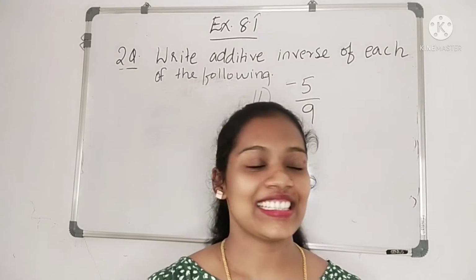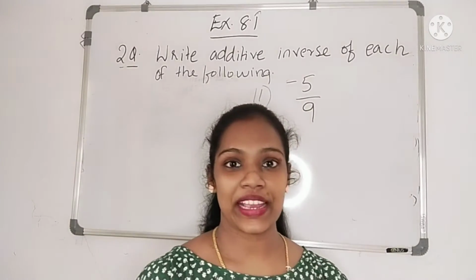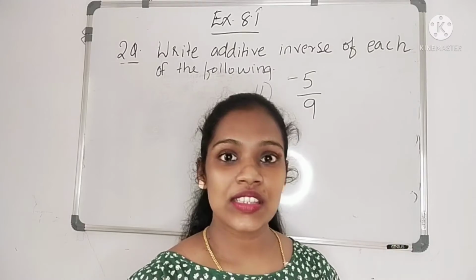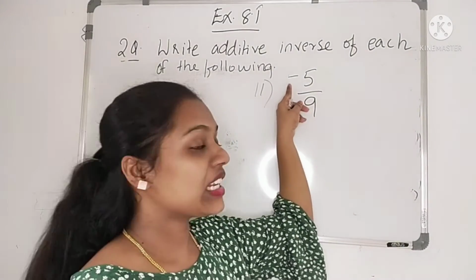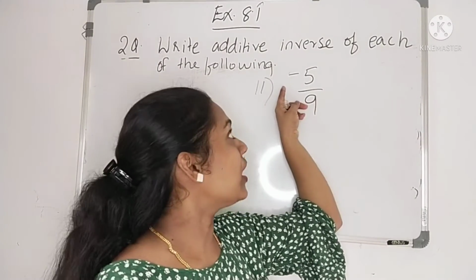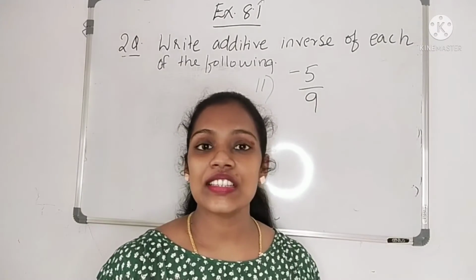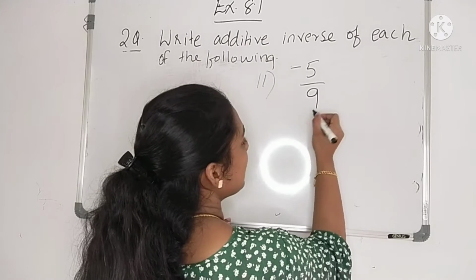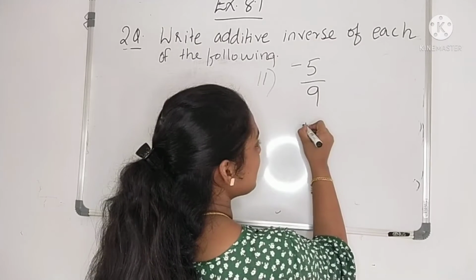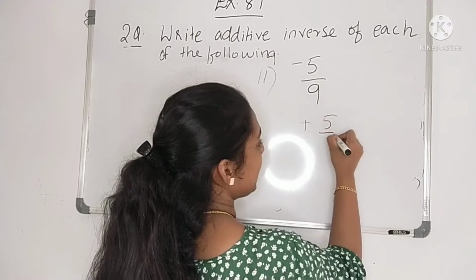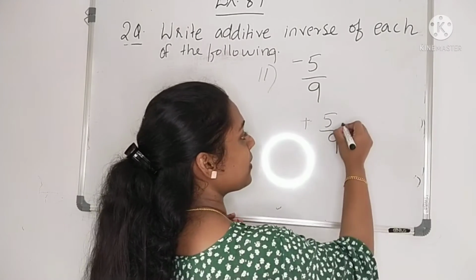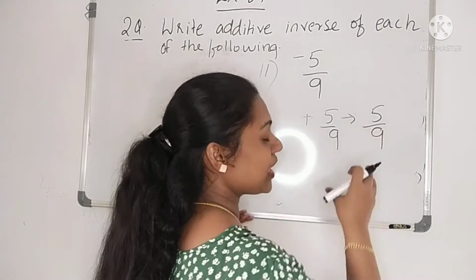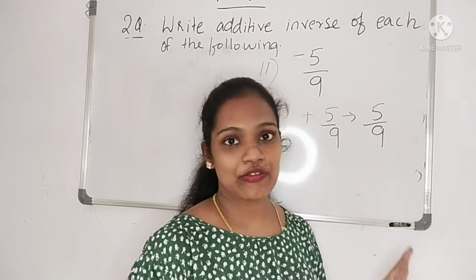Our second example is minus 5 by 9. Now we have to find the additive inverse of this number. In the same way, you can see that you are given a negative number here, right? You have got a minus sign here. So obviously your answer should have a plus sign. Additive inverse means plus 5 by 9, or simply you can write 5 by 9, because if I write 5 by 9, the meaning is plus 5 by 9.